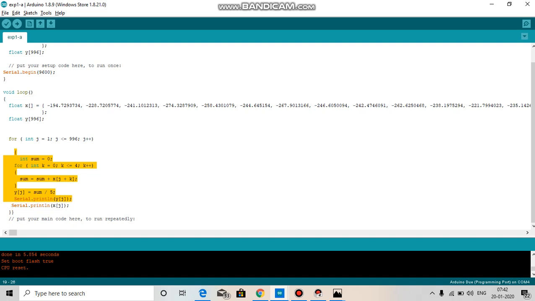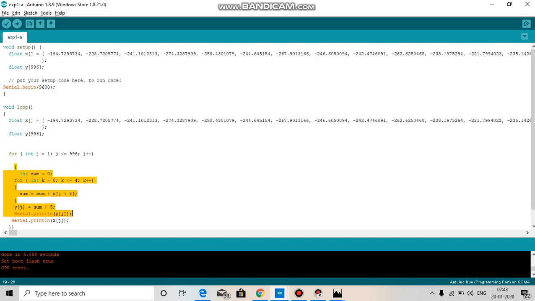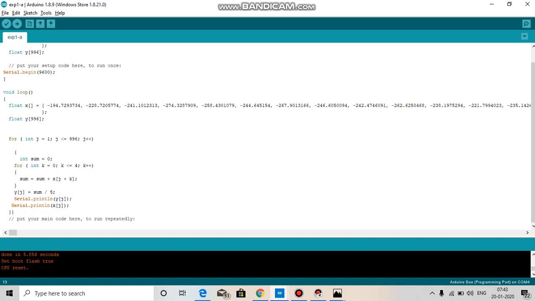First of all, the moving average filter is a simple low pass filter commonly used for smoothing an array of samples or signal. It takes m samples of input at a time and takes the average of those to produce a single output point. So now let's see the output.